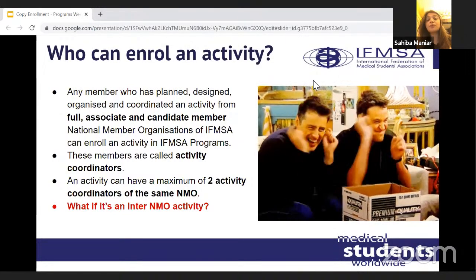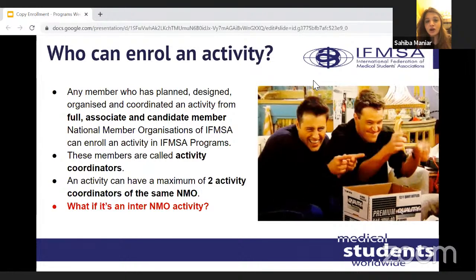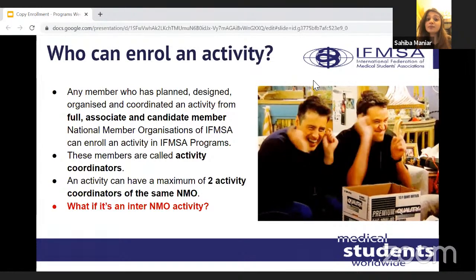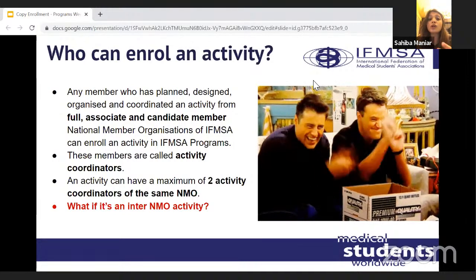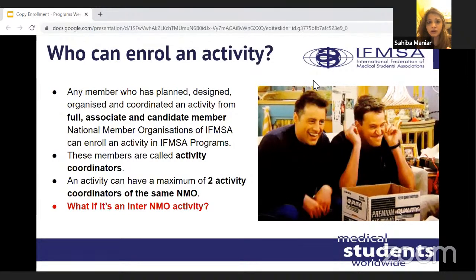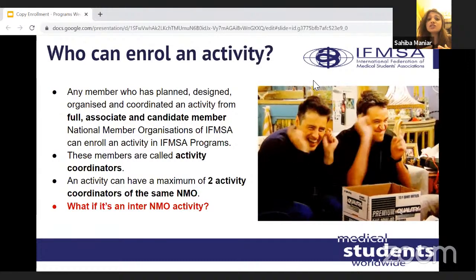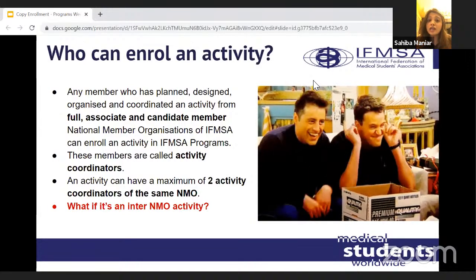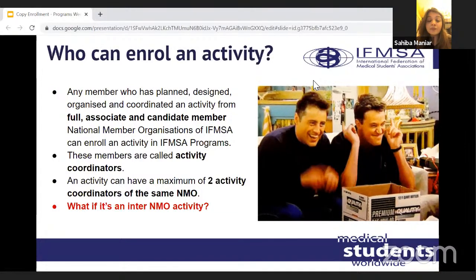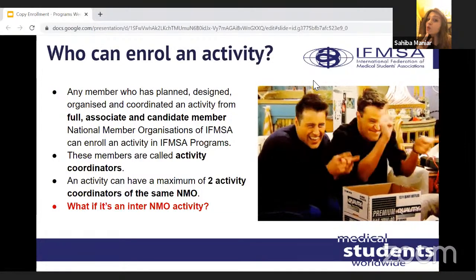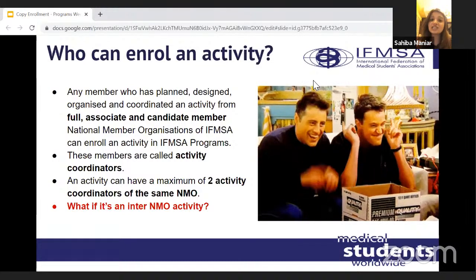Sometimes people suggest the person who initiated the collaboration enrolls the activity. Sometimes the NMO which does more contribution enrolls the activity. So the decision is totally upon the 2 NMOs or the activity coordinators who are coordinating the activity. But we need a maximum of 2 activity coordinators who need to be of the same NMO.